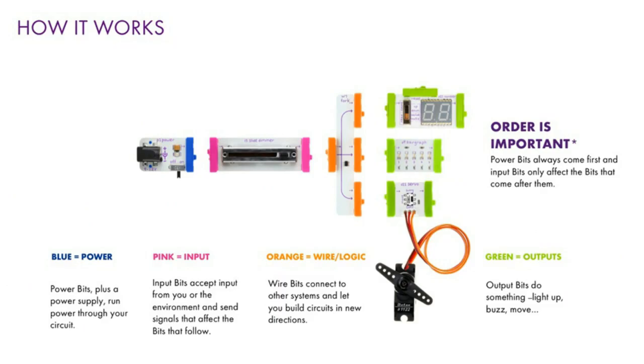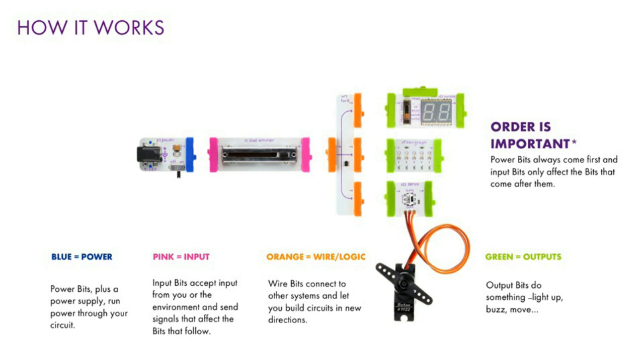Here's how they work. They're color-coded. The blue ones are your power. You always need power. And your green ones are your outputs. And that's just a very fancy way of saying that they do something. They light up, they buzz, they move, they make noise. The kids like the ones that make noise, fair warning. And just about anything you can think of. The pink ones are your inputs.